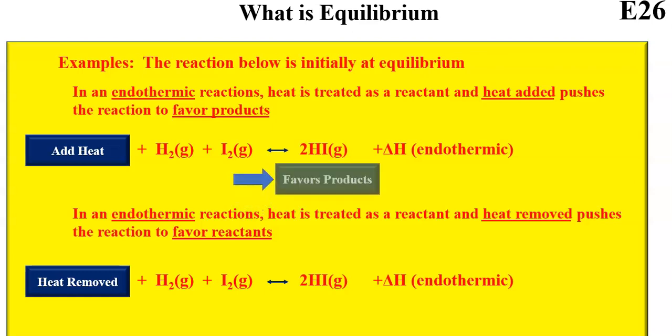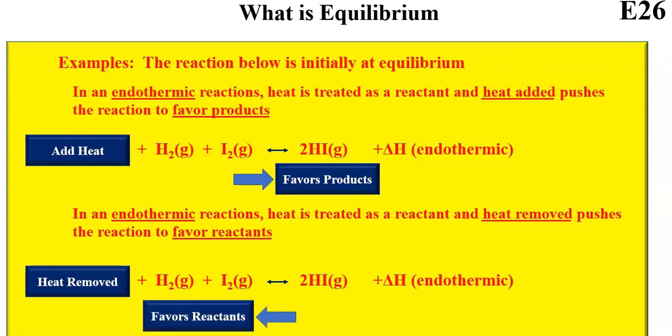So what that means is, if you add heat to an endothermic reaction, which likes heat and wants heat to be able to make the reaction go forward, then that'll favor the products. It'll produce more. In an endothermic reaction, heat is treated as a reactant, and if heat is removed, it pushes the reaction in favor of the reactants. In other words, the reaction can't go forward if you take heat out of the room, because it needs heat to go from left to right. So if you remove heat, it's going to go in the opposite direction. You're going to have less HI and more H2 and I2, and that's again for an endothermic reaction. So removing heat favors the reactants.